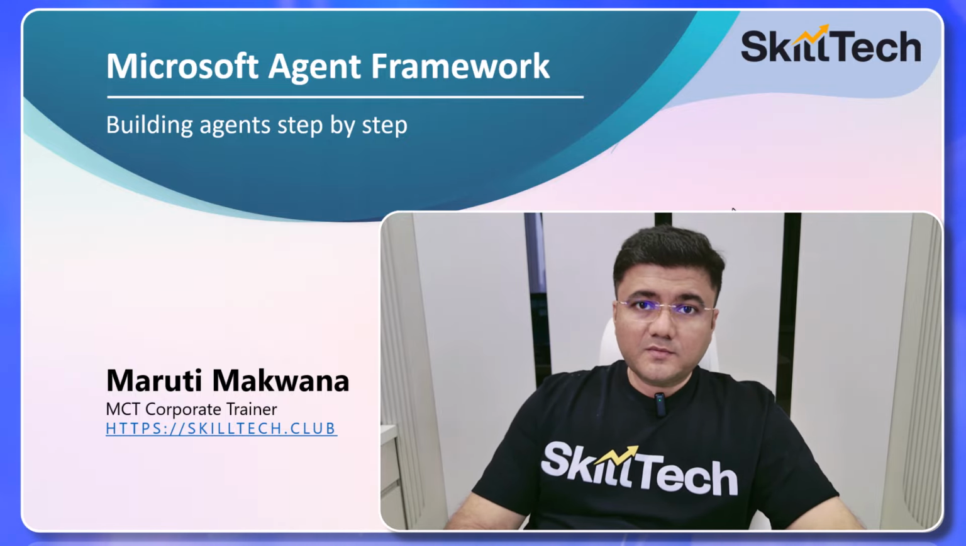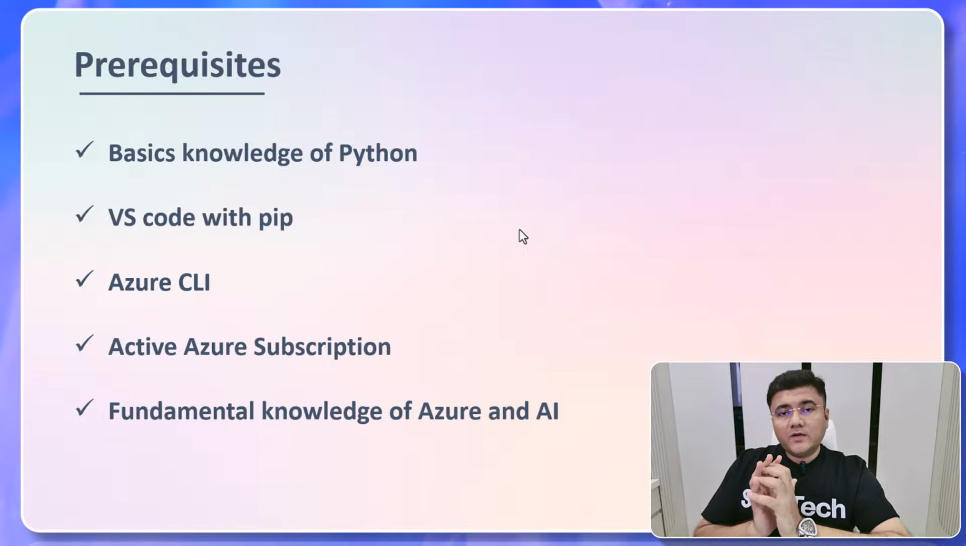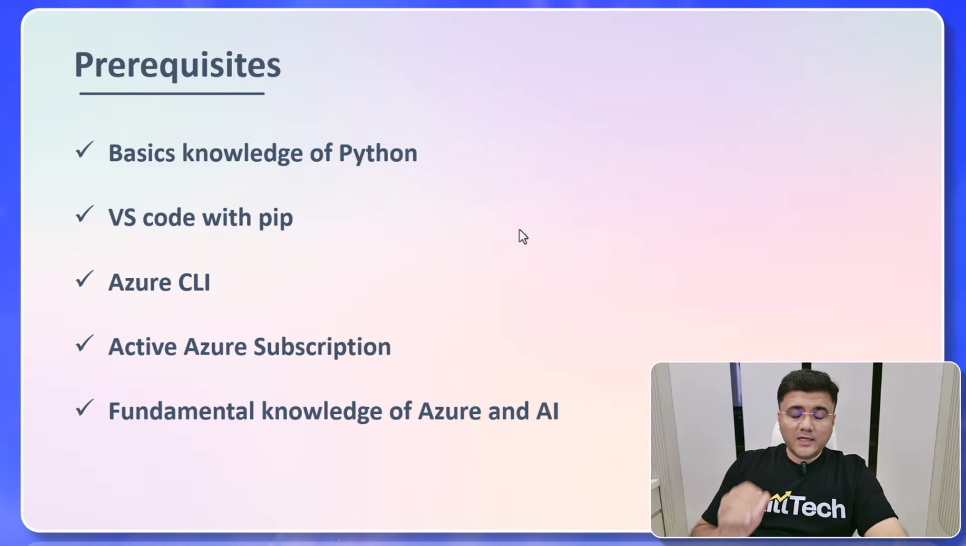Now, before I start this video course, let me tell you one thing. This is going to have certain prerequisites. Obviously, I'm assuming that you have a basic knowledge of Python because we are going to develop all the agents with the Python programming language. So I hope you already have a basic knowledge of Python because that's going to be required. Second thing is, I request you to please install Visual Studio Code with the latest version of pip, because that's going to help you to install Microsoft Agent Framework and other dependencies for your project code.